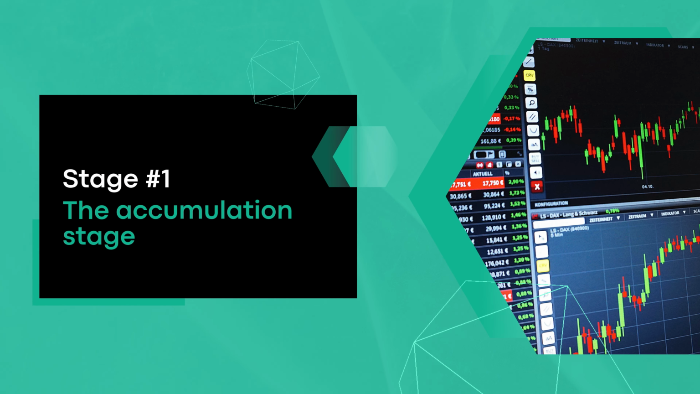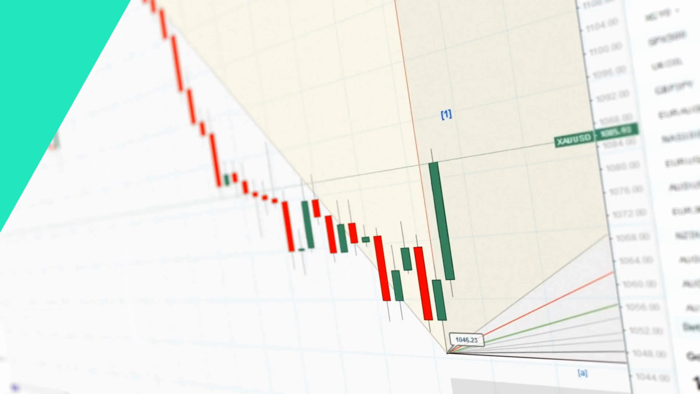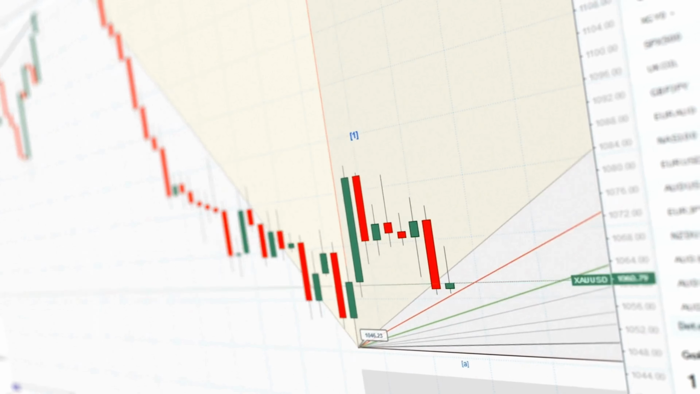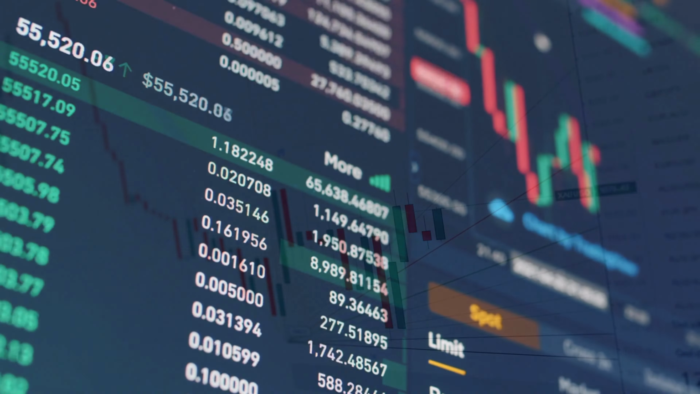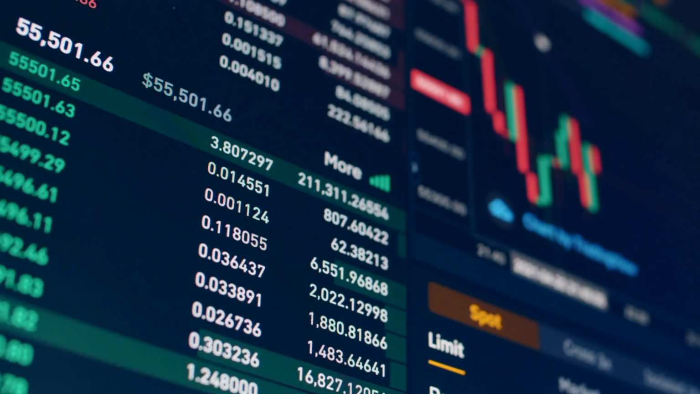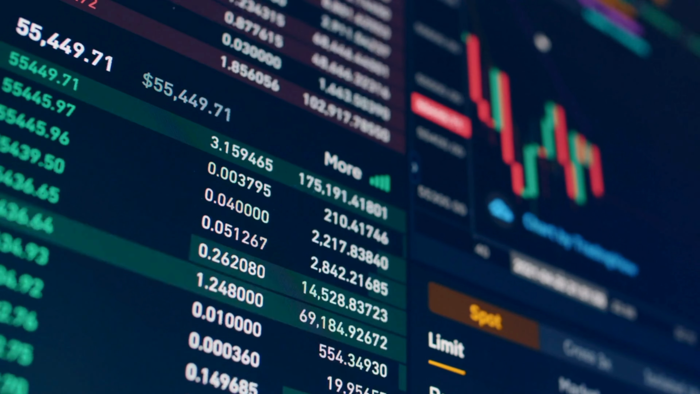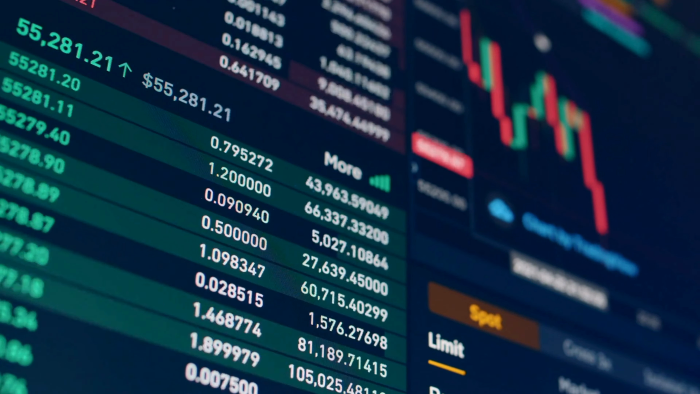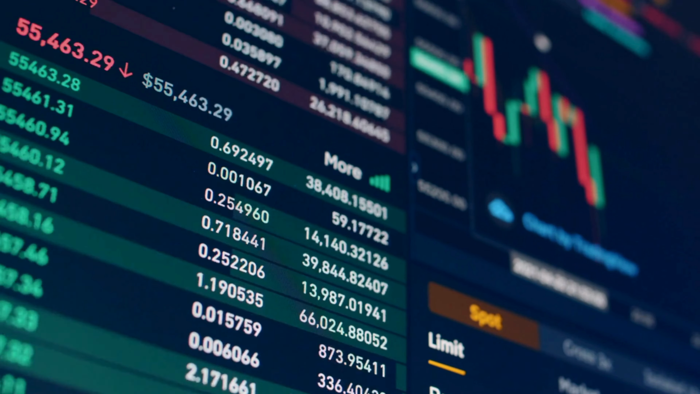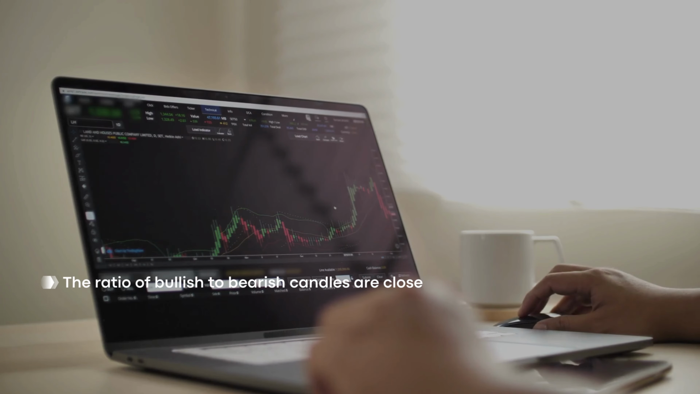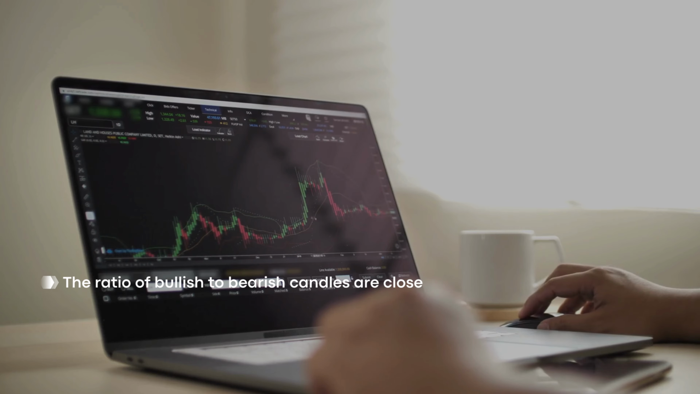Stage 1. The accumulation stage. The accumulation phase looks like a range market in a downtrend. However, from an order flow perspective, the buyers and sellers are in equilibrium. That's why the market is in a range instead of a trending market. Generally, in the accumulation stage, the ratio of bullish to bearish candles are close.